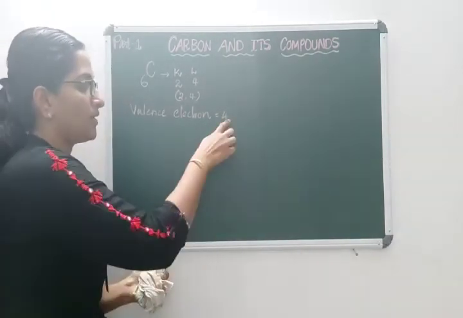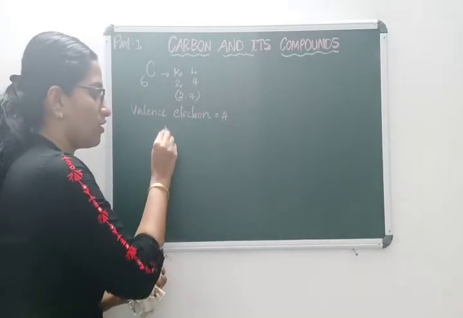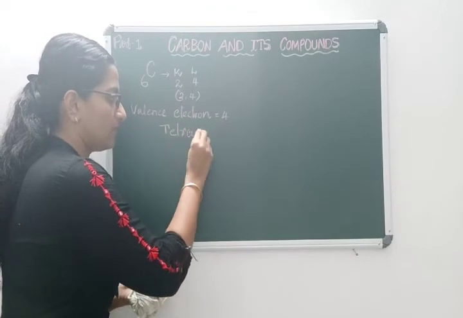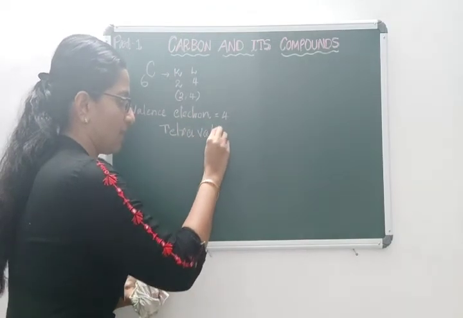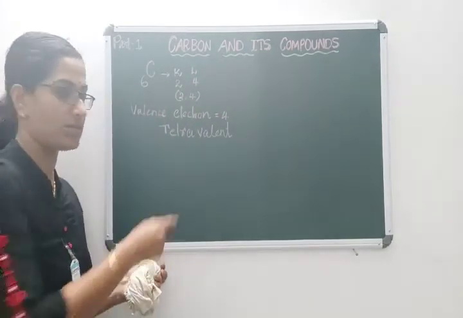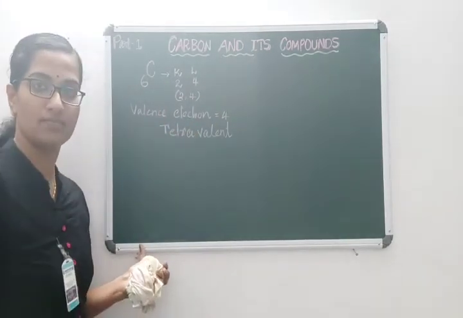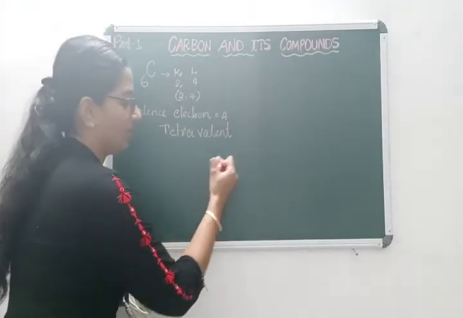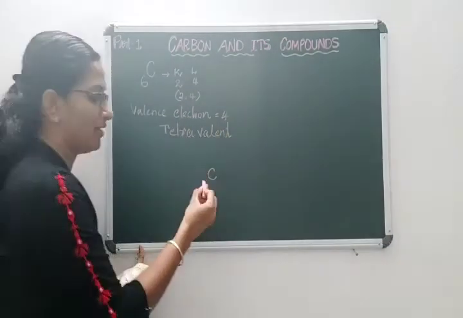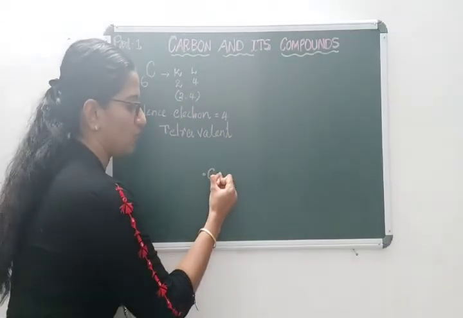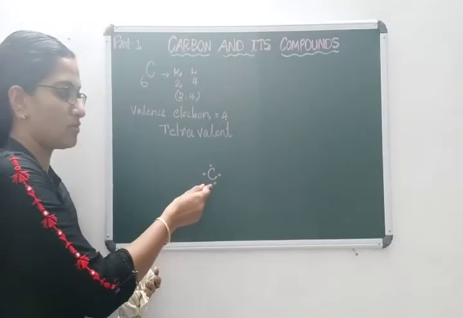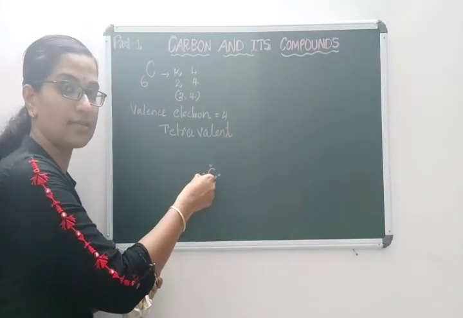Okay. How many electrons? Yes, 4 electrons. 4 electrons means you can say that carbon is tetravalent. Tetra means 4. 4 electrons in the outermost shell. Right? Look at here. Carbon, how many electrons in the outermost shell? 4 electrons. That you have to draw in an electron dot structure. So how does carbon get stability?